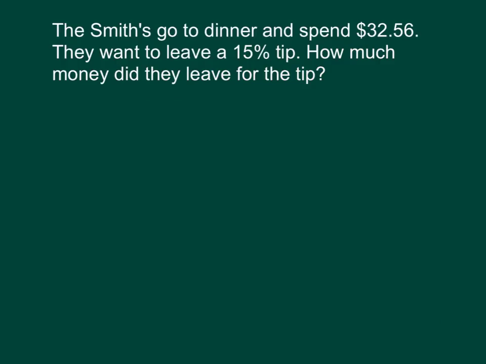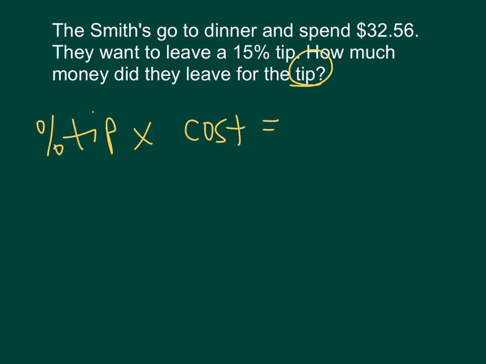Let's take a look at our first example. Our first example says the Smiths go to dinner and spend $32.56. They want to leave a 15% tip. How much money did they leave for the tip? Once again, we want to make sure that we are reading the question that they are asking. This question is specifically focusing on the tip, so we are only going to actually use our first equation. Our first equation is taking the percent tip times the cost, and that would give us our dollar amount for our tip.